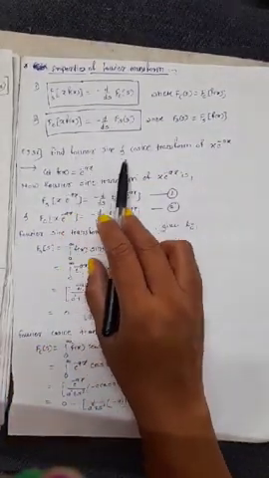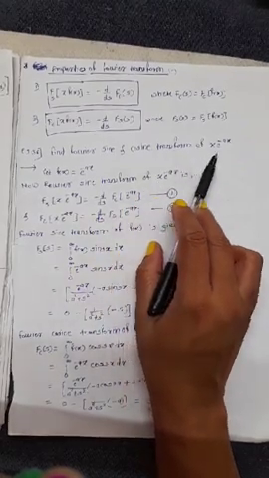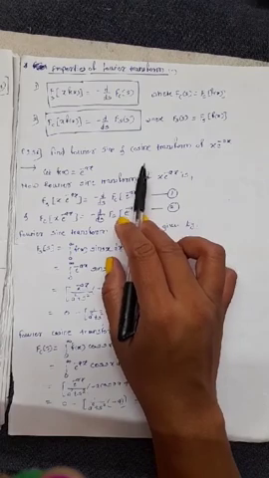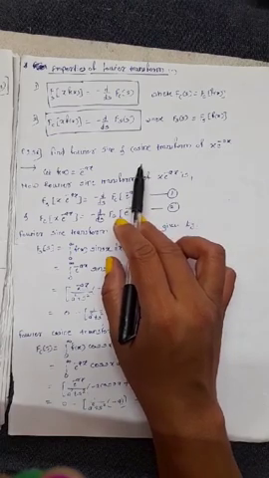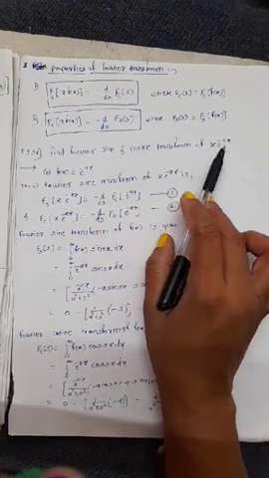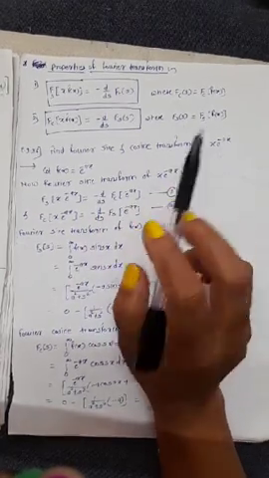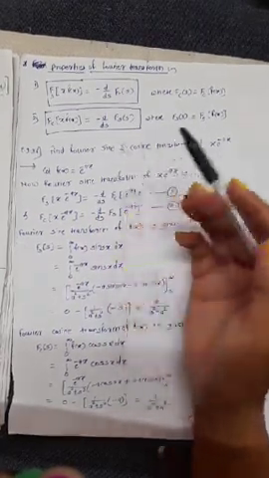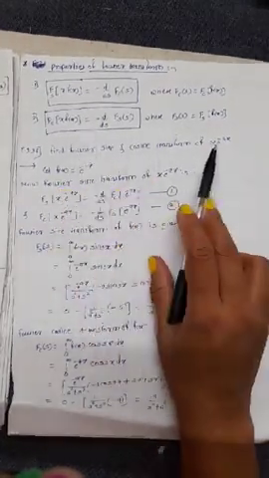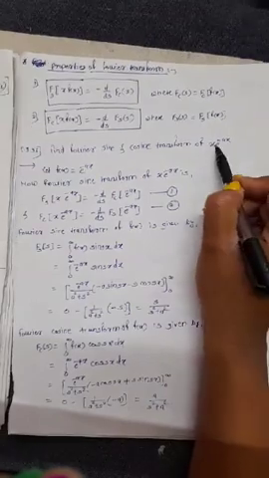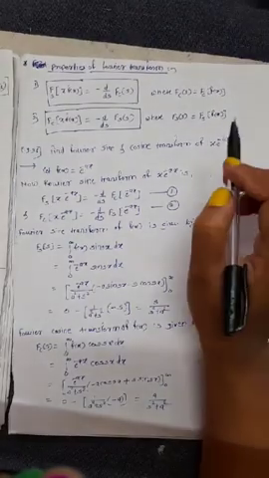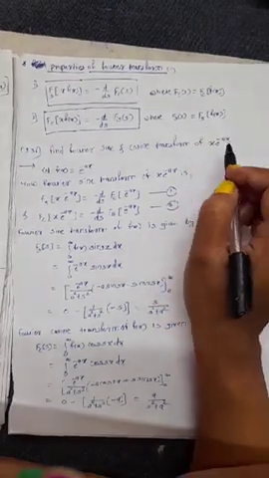Find the Fourier sine and cosine transform of the function x into e raised to minus ax. If you directly calculate the Fourier sine and cosine transform of x into e raised to minus ax, it is quite difficult to solve those integrations. That's why use these formulas here. Here x into one function is there, and this function is exponential, for which it is very easy to calculate the Fourier sine and cosine transform.